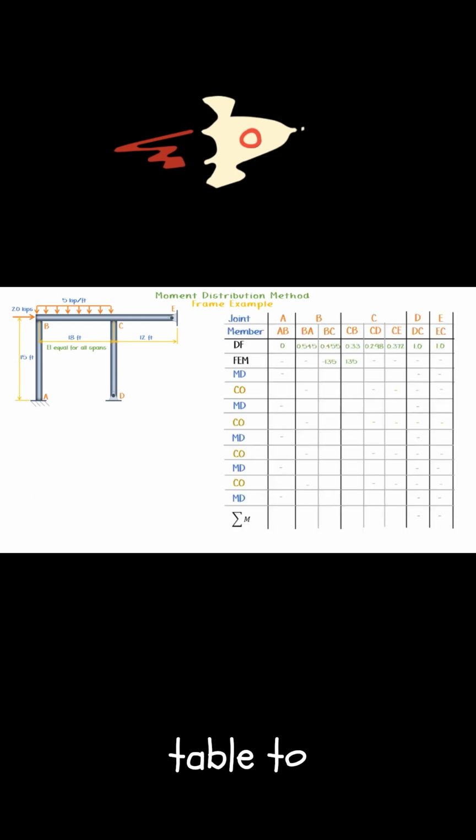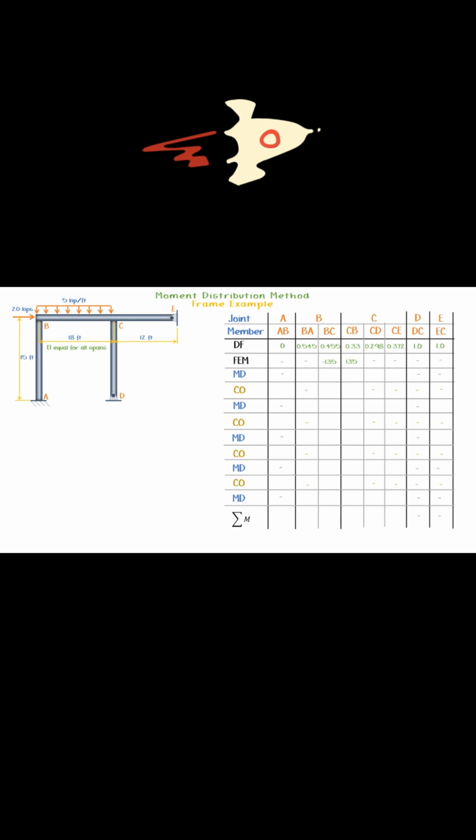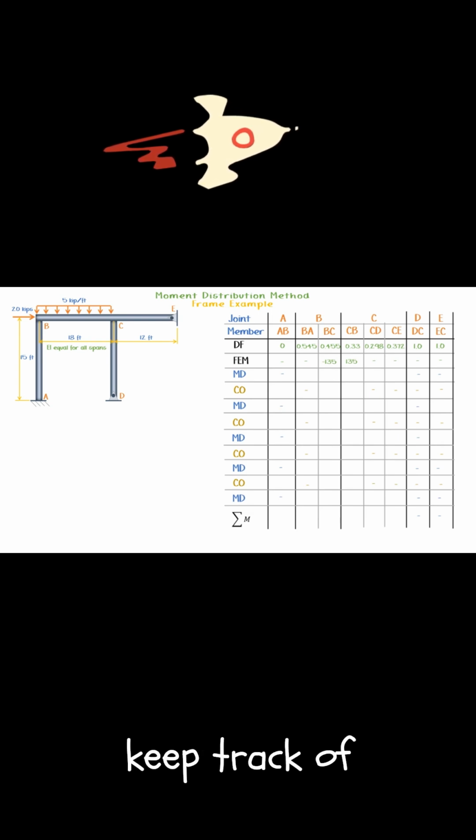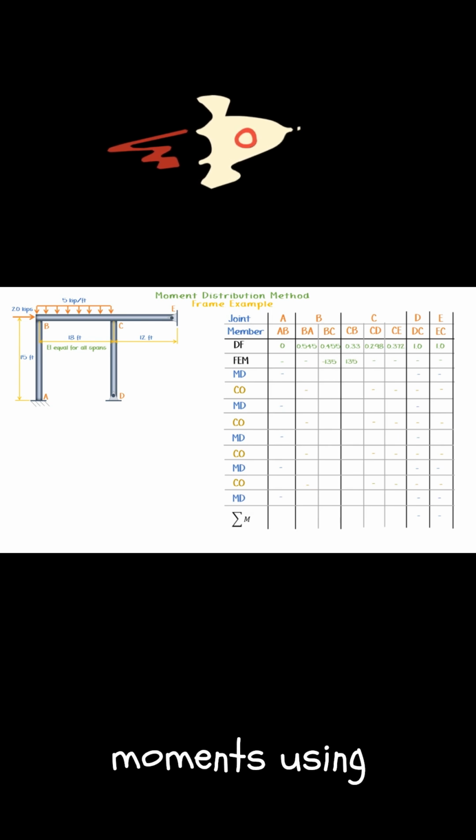I will use the following table to record the distribution factors and fixed end moments. I will also use the table to help me keep track of my next steps. The next step is to distribute the moments using the following equation.